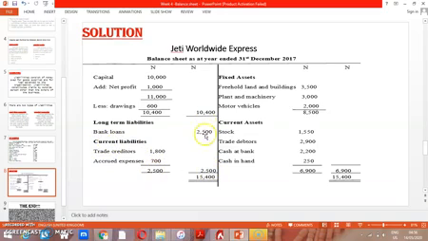So we'll add all these up. 10,400 plus 2,500 will give us 12,900. 12,900 plus 2,500 will give us 15,400. So over here, for your fixed assets, we have freehold land and building.